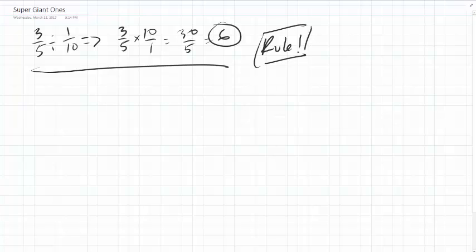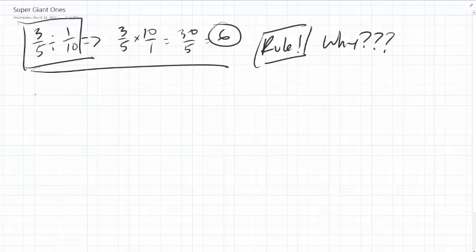But mathematicians, we need to understand why. Why does this work? Okay? The supergiant ones was one of the ways we learned to prove the reasoning or the existence of this rule. Okay? And let's go ahead and investigate. Let's look at this same division expression, 3/5 divided by 1/10. But before we do that, let's review some of the things we've talked about and some of the patterns we learned.